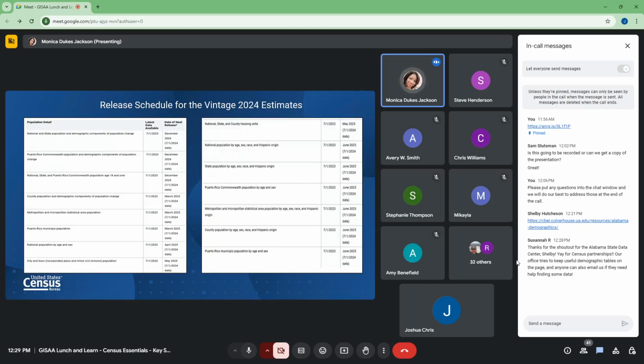So the latest full vintage available is 2023. And the series is developed from a base that integrates the 2020 census, which is the last decennial count that we did, and the vintage 2020 estimates and the demographic analysis estimates.